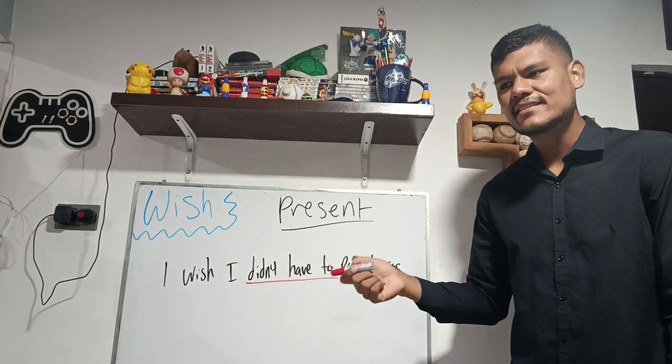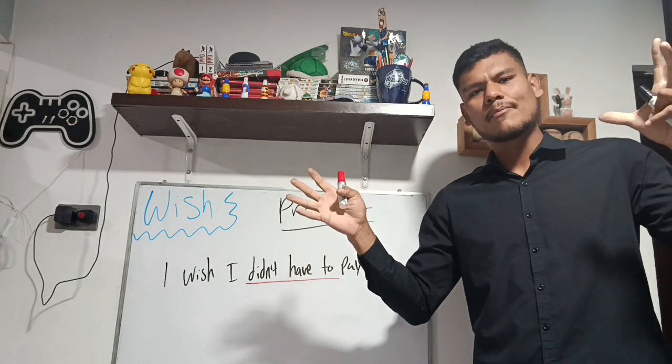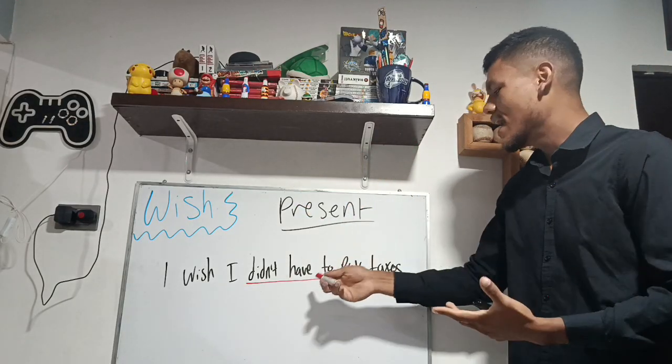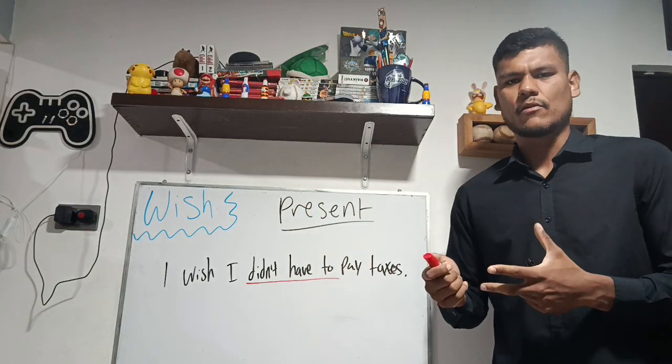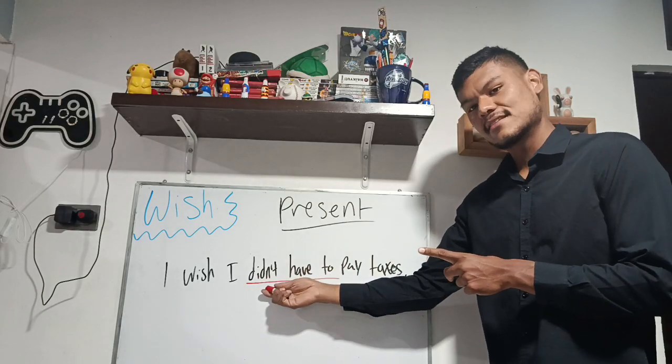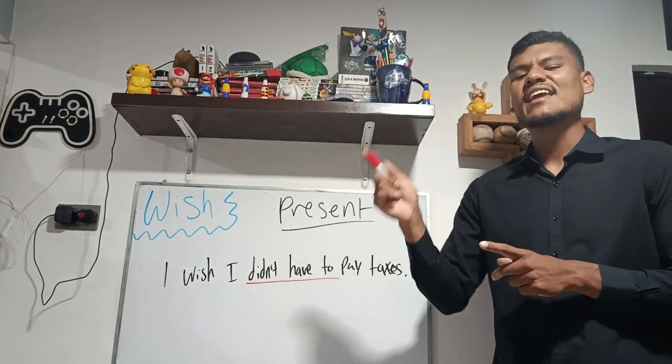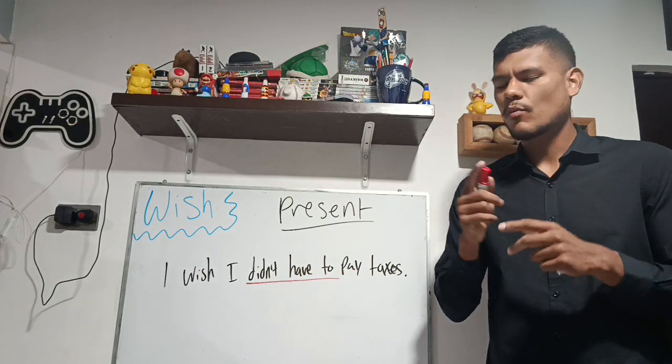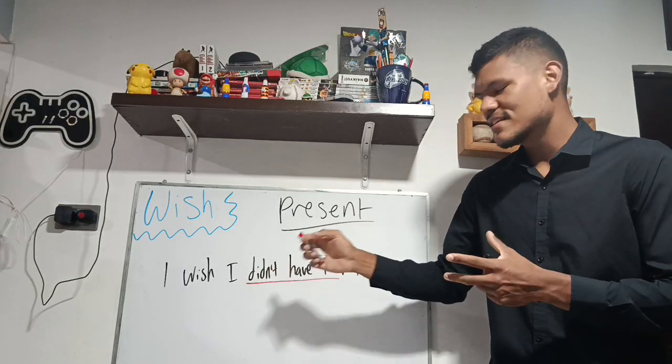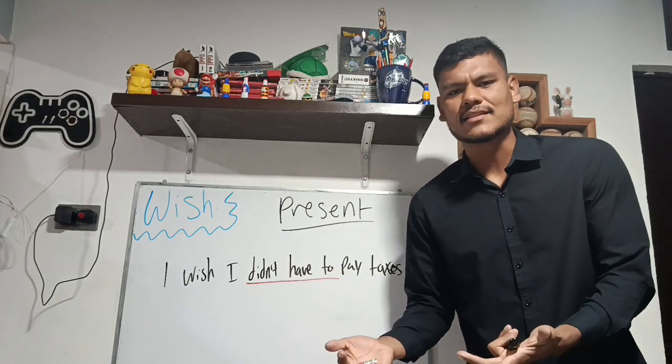Here, didn't is telling me, hey, we're talking about the past, and therefore I don't need to conjugate the verb. Remember that. If you have didn't, the verb goes in simple present. We don't need to change the verb because didn't is telling me that it's a past sentence.